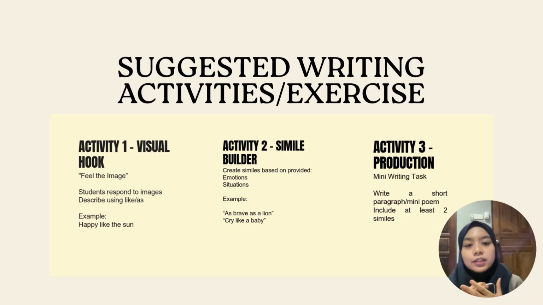So here we have other suggested writing activities or exercises to engage more with our simile builder technique. The first activity is a visual hook, where students describe images using similes and the technique that they have learned. The second activity is simile builder practice, where students construct similes step by step, just like what they have learned. And the third one is a mini writing task, where students apply similes in short paragraphs or mini poems. So these activities promote creativity, and they can practice and apply what they have learned in their writing.